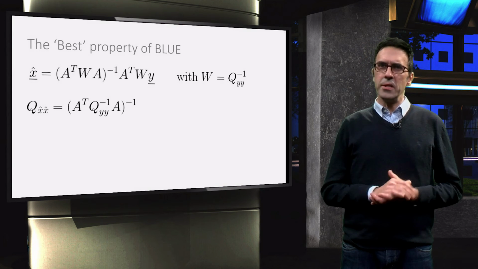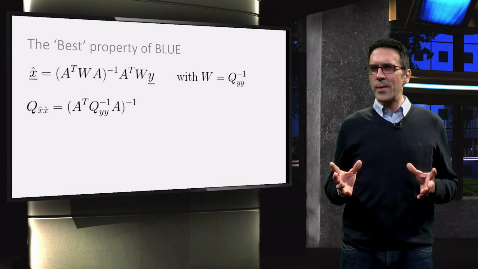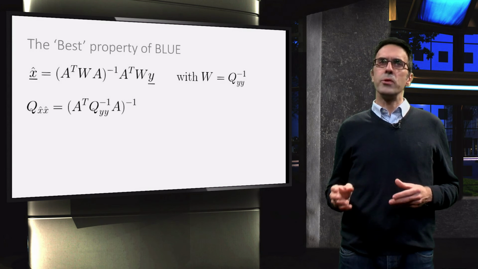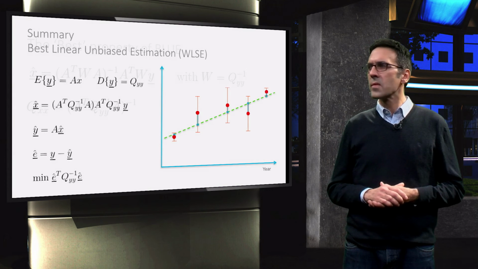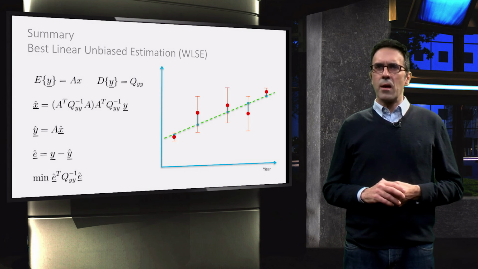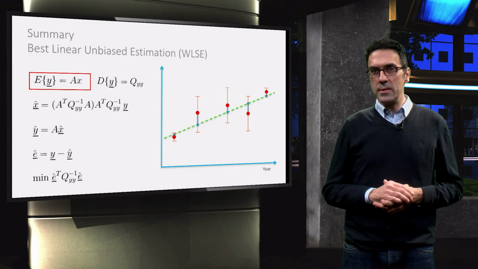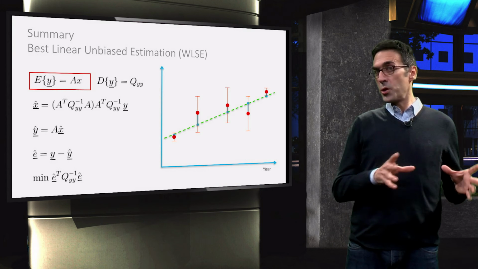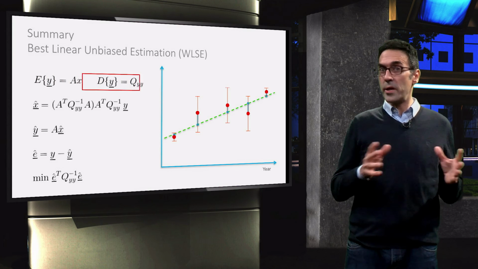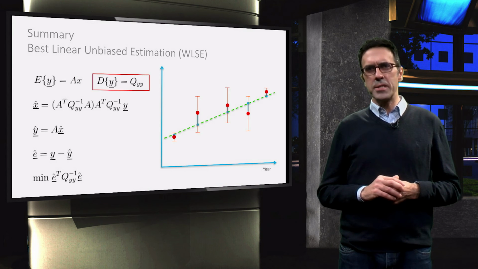Now, to finish this video, I would like to return to the easy sea level rise example and recap what the equations will look like if we use BLUE as our estimation procedure. We formulate our y = Ax problem using the expectation operator and the corresponding stochastic model, expressing the dispersion of the observations by its covariance matrix. We then find the least squares estimate x hat.